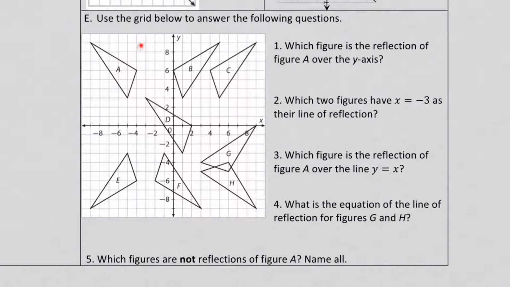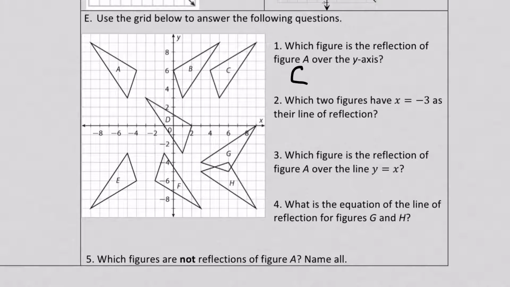So we take A and jump over the y-axis. Where does it land? C, right? That should be pretty obvious to see. If not, you can count squares. Look, 1, 2, 3, 4. This point right here is 4 units away from the y-axis. 1, 2, 3, 4. This point right here is 4 units away from the y-axis. And that's true for every single vertex of this triangle. So it's C. Figure C.